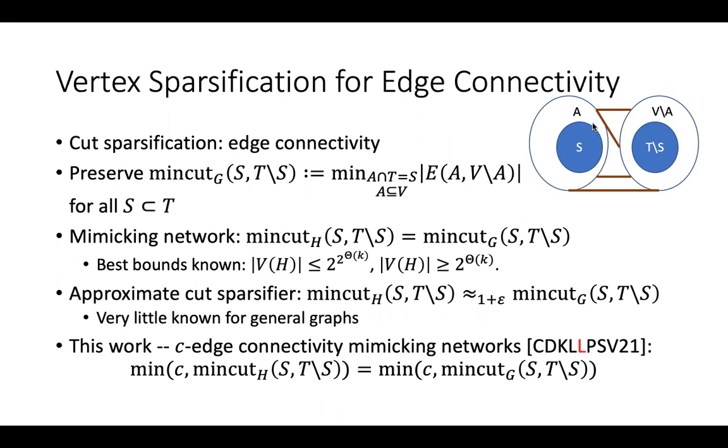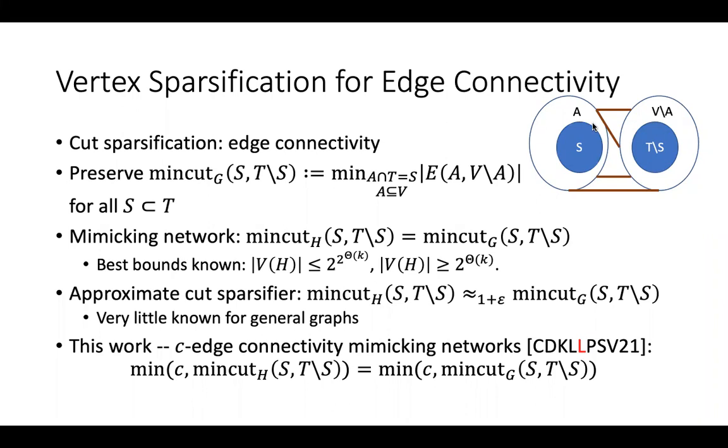In vertex sparsification for edge connectivity, we want to preserve the min cut in the graph G between S and T minus S for any subset S. So for any partition of the terminal set into a subset S and T minus S, you want to preserve the min cut in some way. The min cut between S and T minus S is defined as the minimum over cuts in the original graph G whose restriction to the terminal set T is just S and T minus S. So it's the min over all A such that A intersect T equals S of the number of edges between A and V minus A in the original graph.